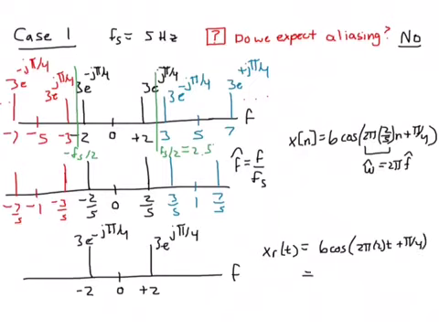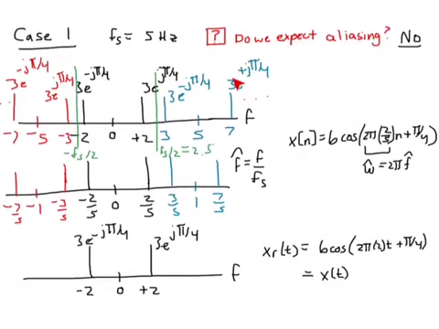Now we notice that this is exactly the same as x of t, which is the signal we sampled. We expected that. Why? Because we didn't expect aliasing. So we expected that we could take samples of this particular cosine and then reconstruct the cosine from its samples without any errors. And that's what we did here. So xr of t is this 6 cosine 2 pi 2t plus pi over 4, which is what we started with.